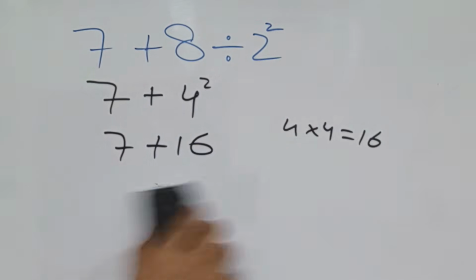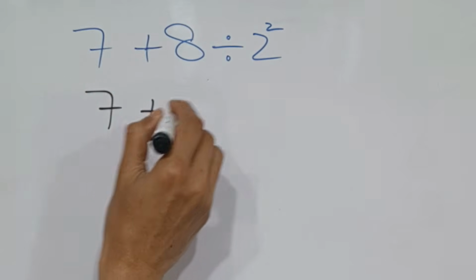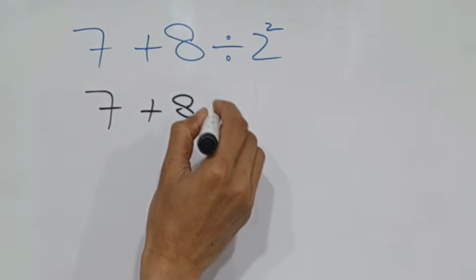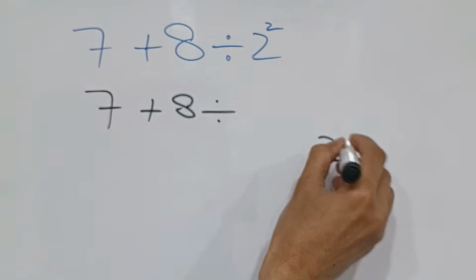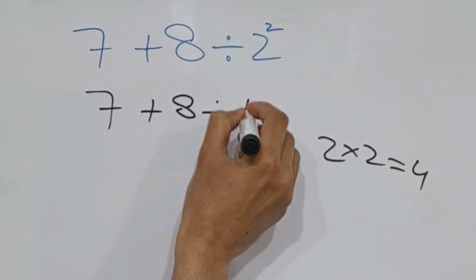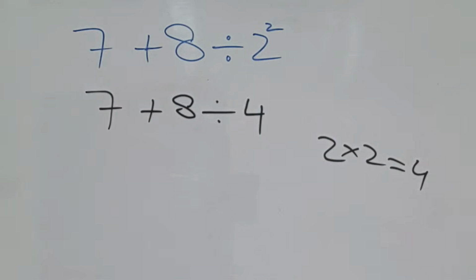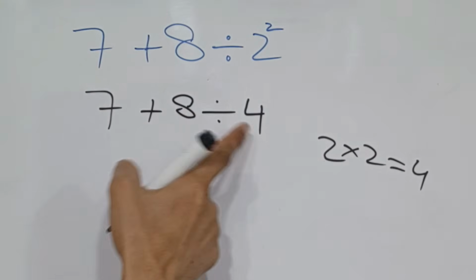Okay, now let's solve it correctly. 7 plus 8 divided by 2 squared means 2 times 2 equals 4, right? 4. Now 7 plus 8 divided by 4.